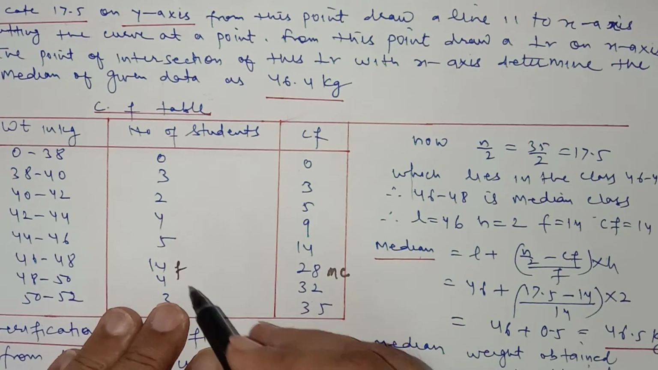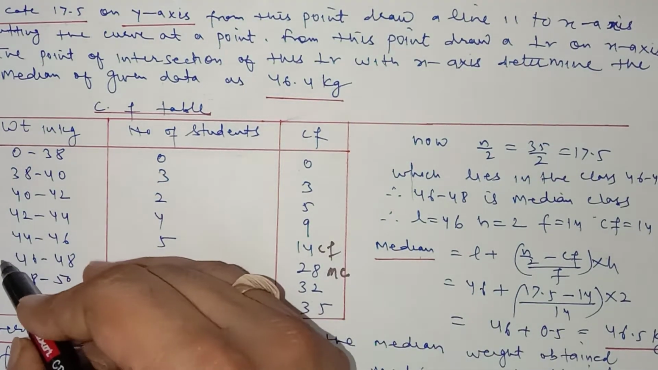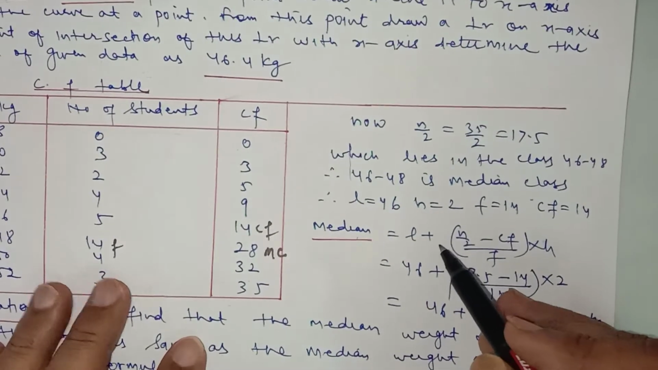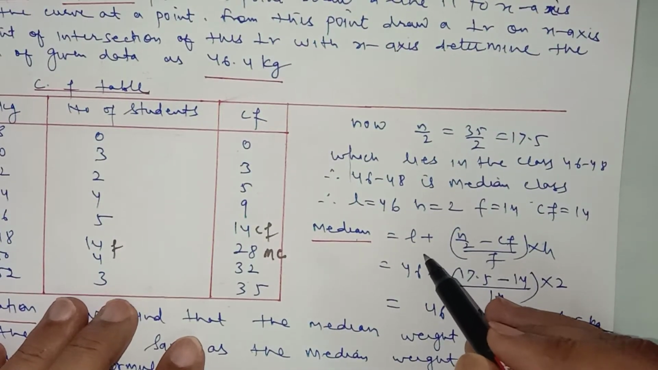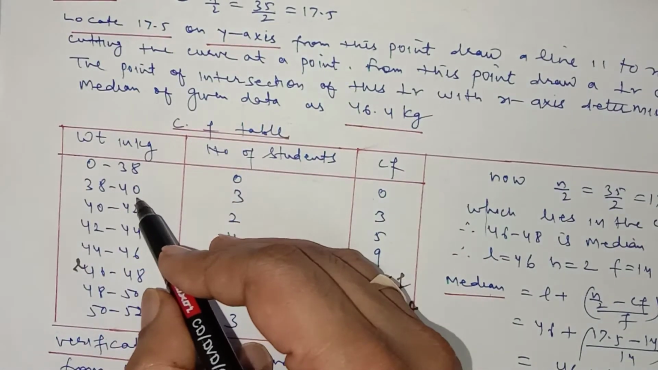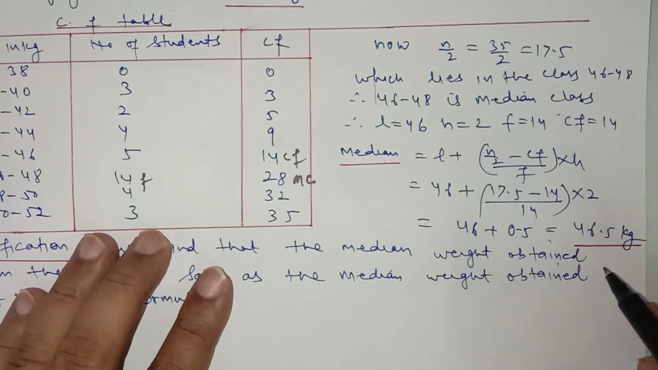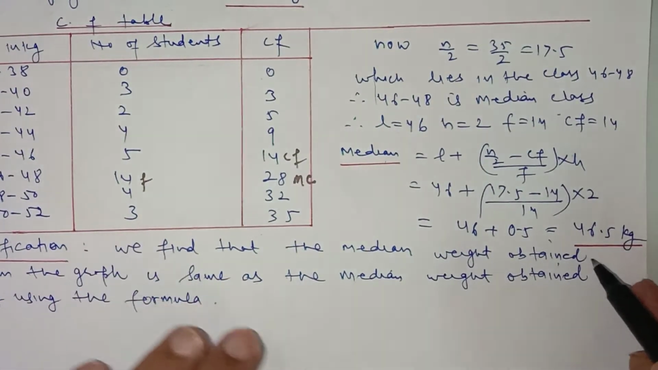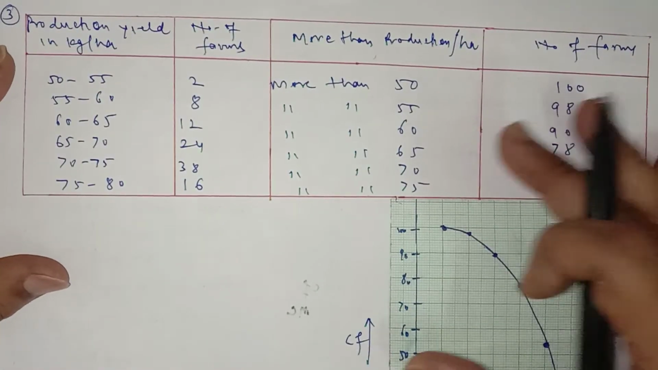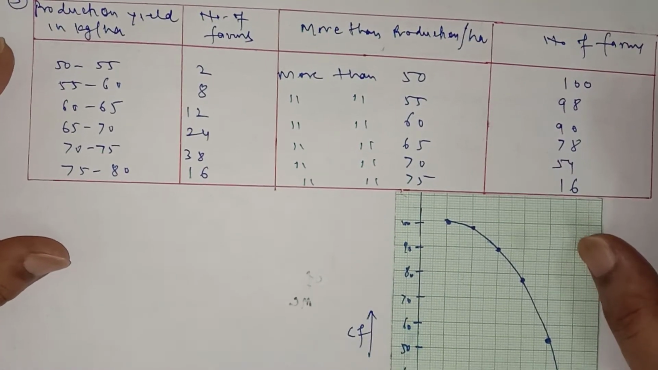So this will be f, this will be CF, and this will be l, the lower limit of the median class. So you have to put these in the formula, that is l plus (n by 2 minus CF) upon f, into h. H is the upper limit minus lower limit, which is equal to 2. So by using the formula also, we have obtained the median as 46.5. So in this question, you have to tell the median from the graph as well as the formula.